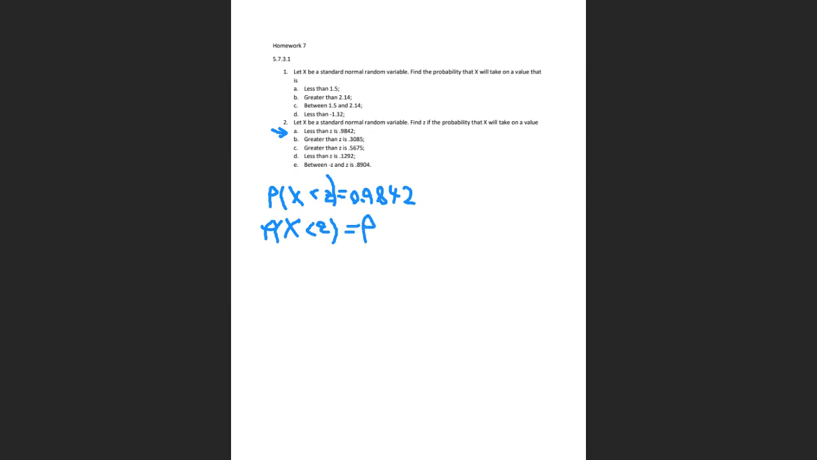So this is going to be equal to the probability that X is less than 0 plus the probability that 0 is less than X less than little z. Now this first probability here is 1/2. So this is equal to 1/2 plus the probability that 0 is less than X less than little z. They tell you that this probability is equal to 0.9842.